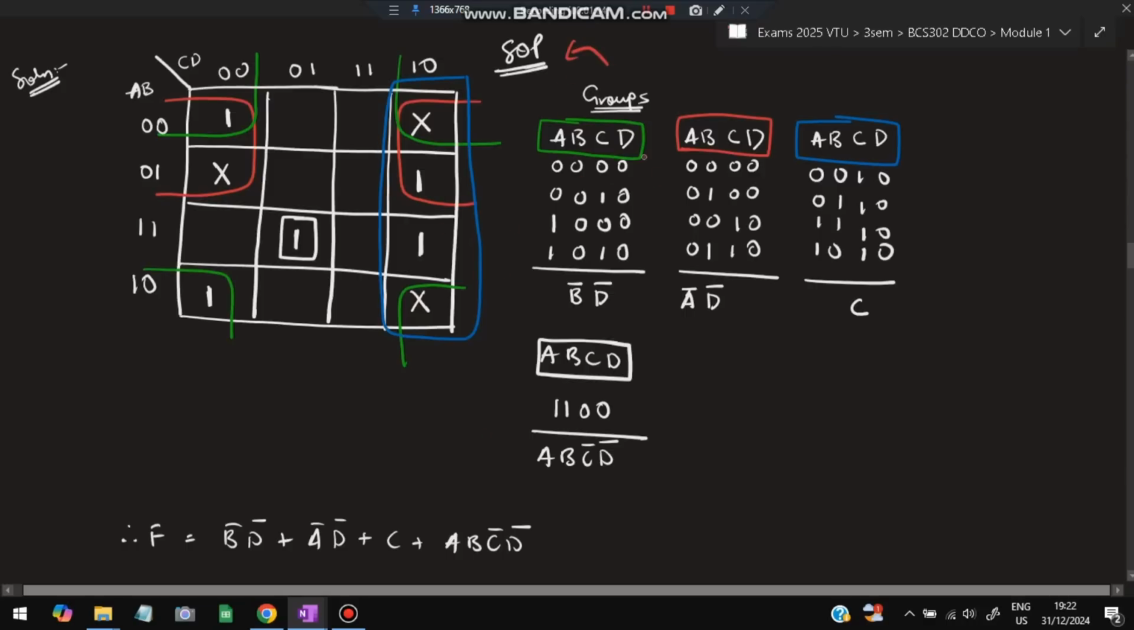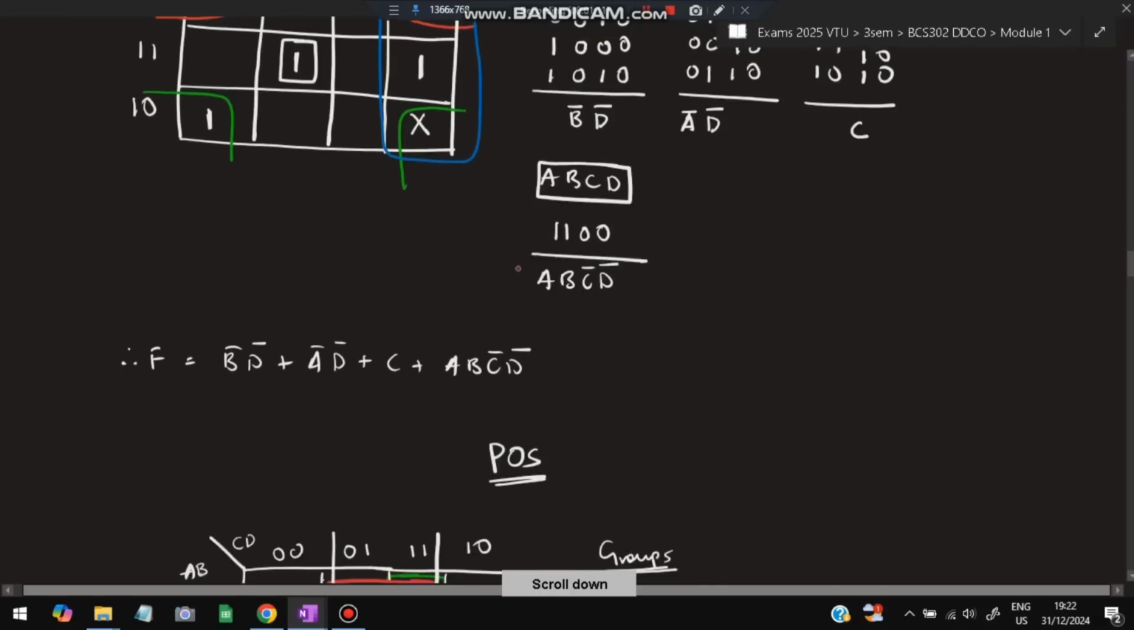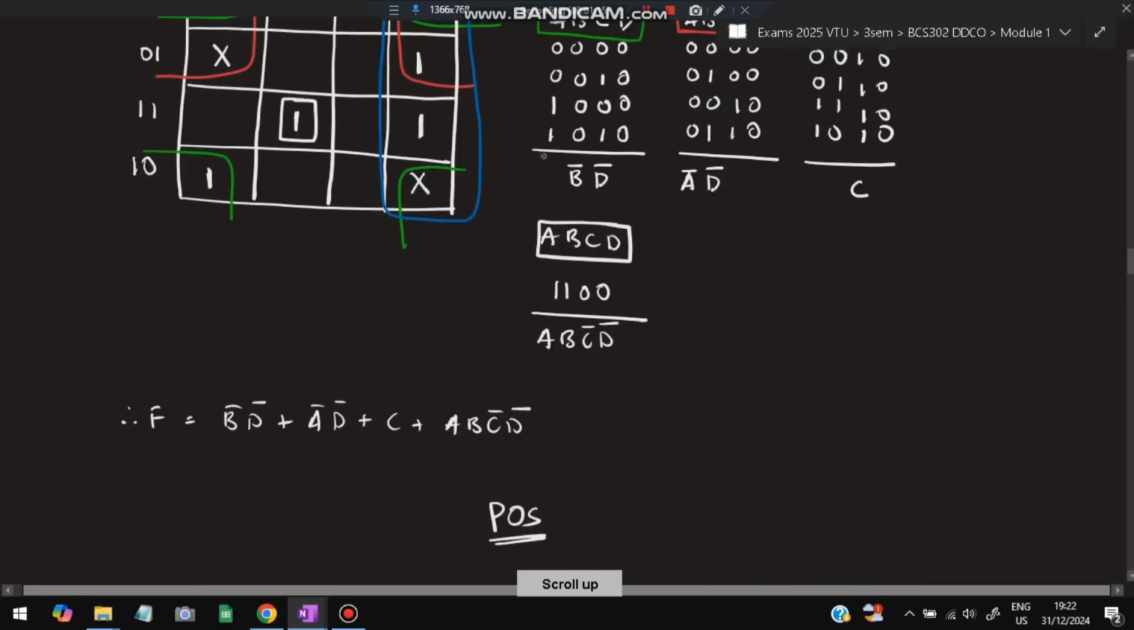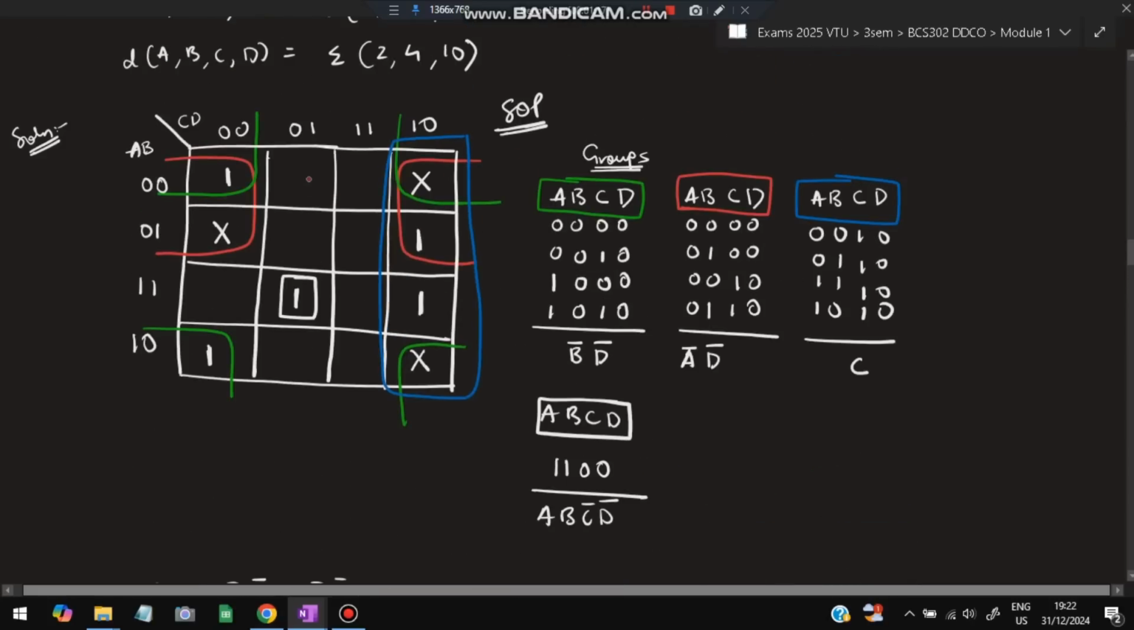So the color mapping is also there. You can easily get to know how it is different. Okay, solve this same question once by yourself and compare the answer. Okay, in POS it is different. In POS what we will be doing is we'll be marking those values which are 0 here.